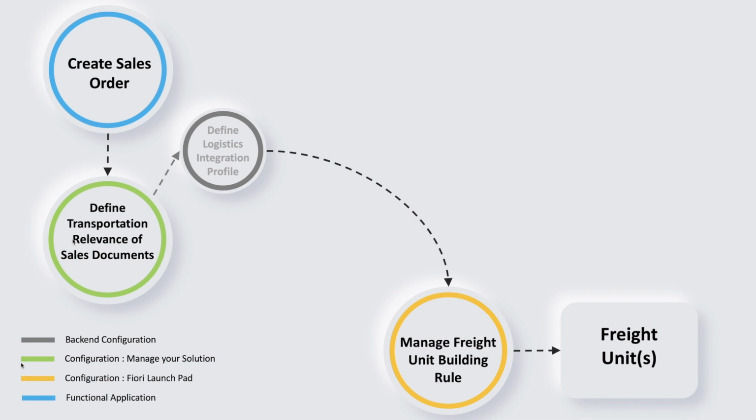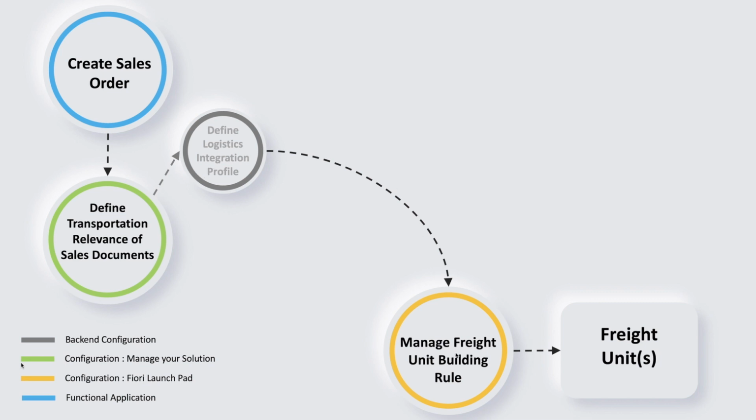If the sales order was determined to be relevant for basic transportation management planning, what would then happen is that in this configuration point, the system would point to a logistics integration profile. And in the 21.08 release, you essentially had one logistics integration profile for orders that were going to be planned with an external transportation management system, and you also had one logistics integration profile if your sales order was going to be planned inside SAP S/4HANA Cloud with basic transportation management. Now the point is that the logistics integration profile would then point to a freight unit building rule.